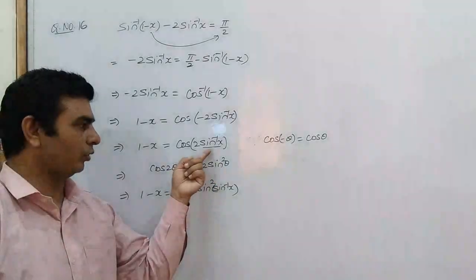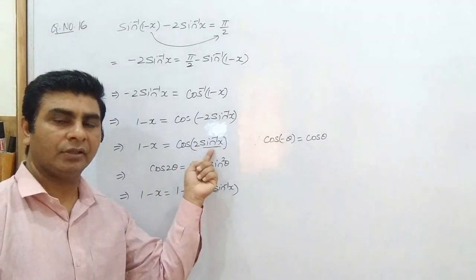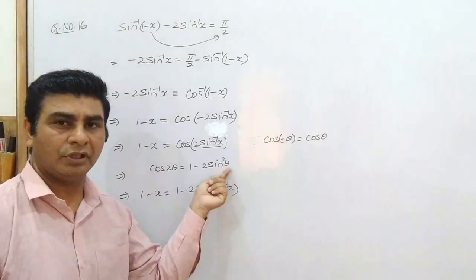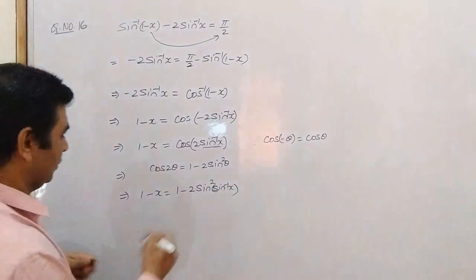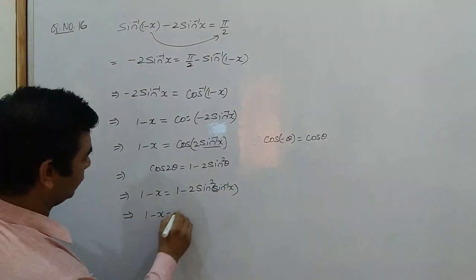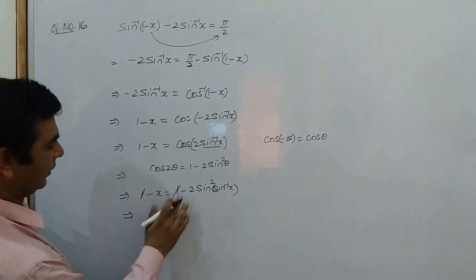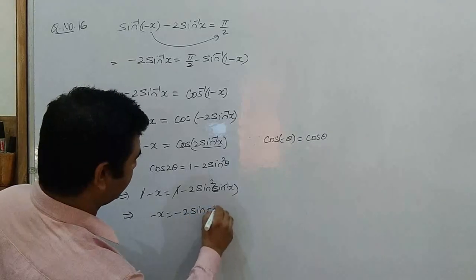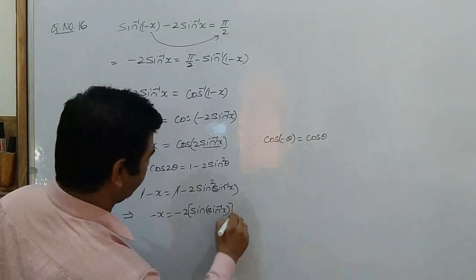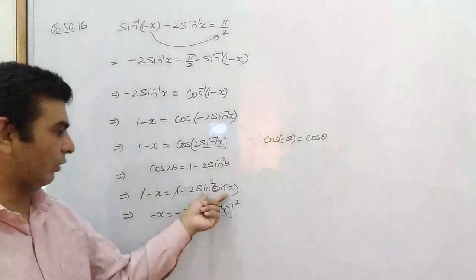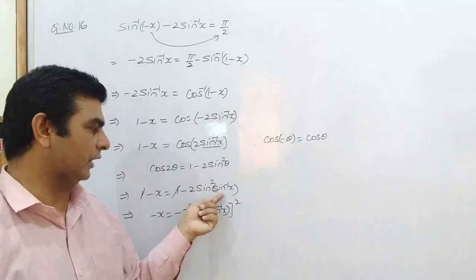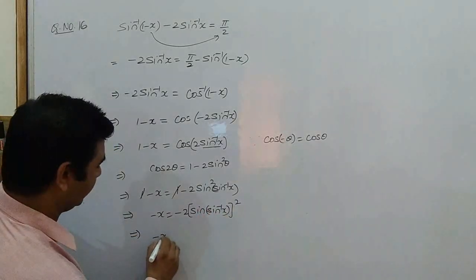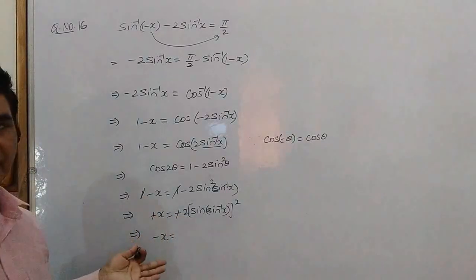मैंने क्या किया है सिर्फ आपको, क्योंकि यहाँ cos 2 theta, theta के लिए क्या है हमारा sin inverse x है, so in place of theta I just write down the value of theta which is equal to sin inverse x. So further it can be written as 1 minus x is equal to, 1 can be cancelled out, so this is minus 2 sine inverse x and whole square is there. It can also be written like this: sine of sine inverse x whole square is there.